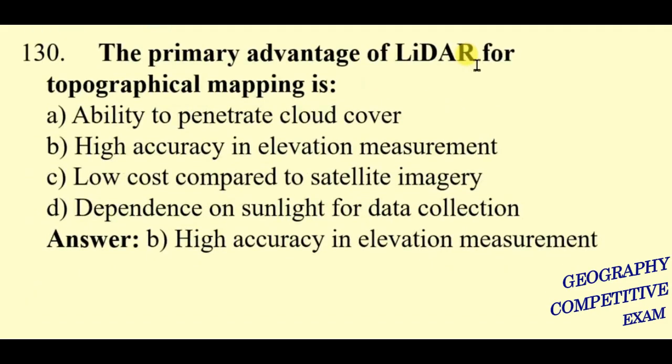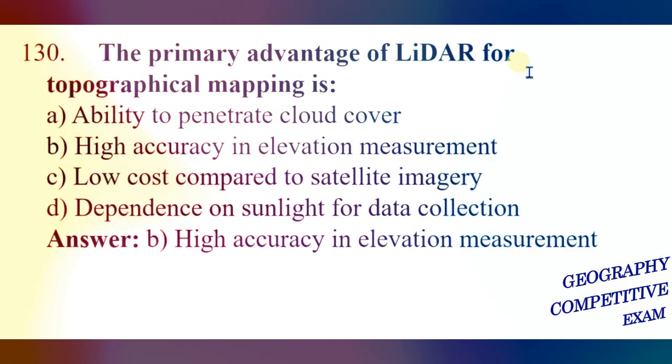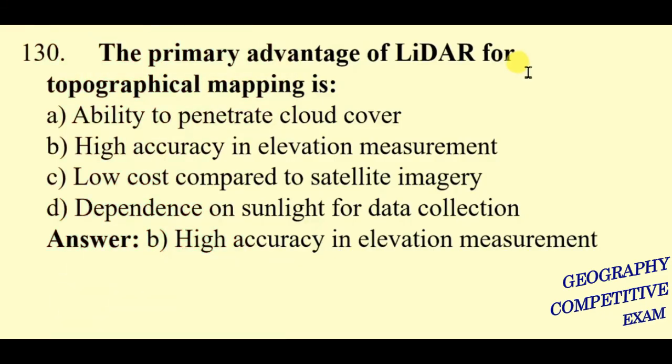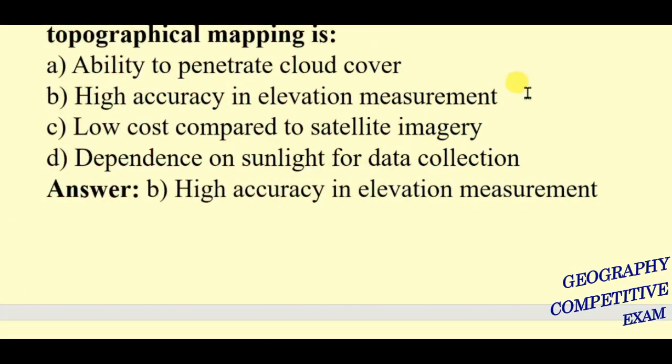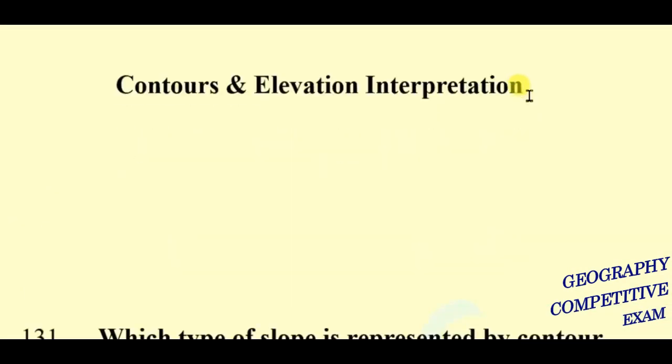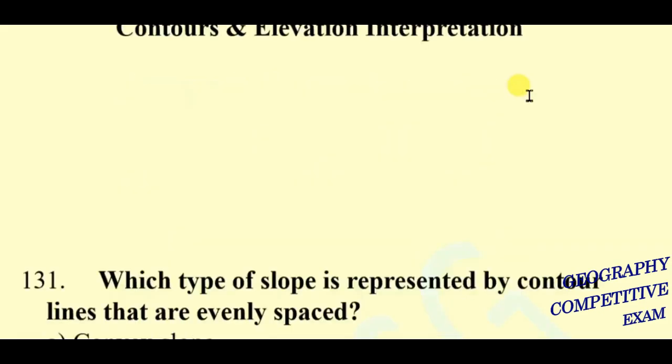Question 130. The primary advantage of LiDAR, light detection and ranging, for topographical mapping is: ability to penetrate cloud cover, high accuracy in elevation measurement, low cost compared to satellite imagery, dependence on sunlight for data collection. Here the right answer will be high accuracy in elevation measurement. Now the category: contours and elevation interpretation.